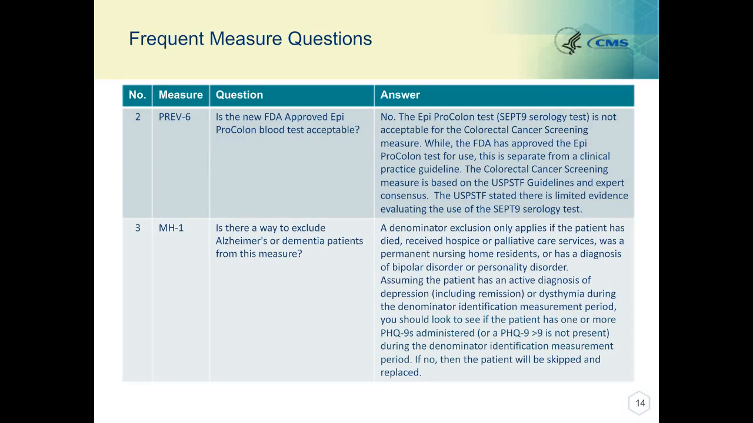Assuming the patient has an active diagnosis of depression, including remission, or dysthymia during the denominator identification measurement period, you should look to see if the patient has one or more PHQ-9s administered, or if a PHQ-9 greater than 9 is not present during that denominator identification period. If none are found, then the patient will be skipped and replaced.